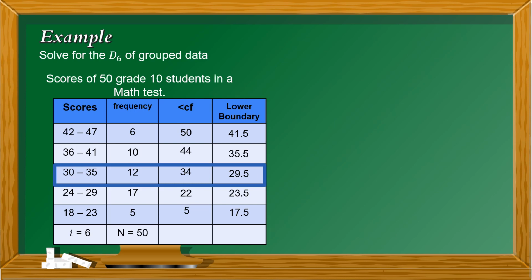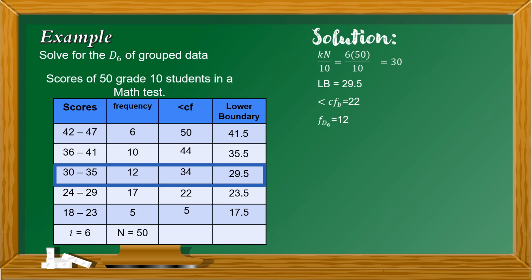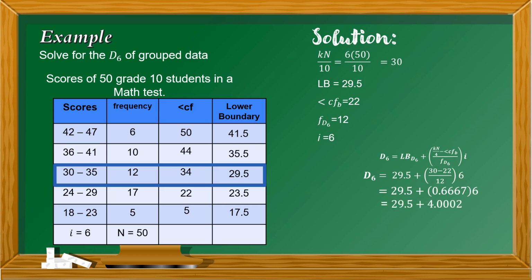Let's solve for the 6th decile. kn over 10 is equal to 30. LB is equal to 29.5. Less than CF sub b is equal to 22. F is equal to 12 and I is equal to 6. Gagamit tayo ng ganitong formula. Palitan o i-substitute ang values ng mga variables.